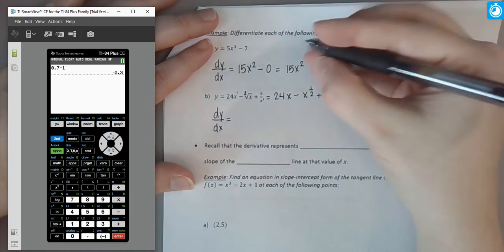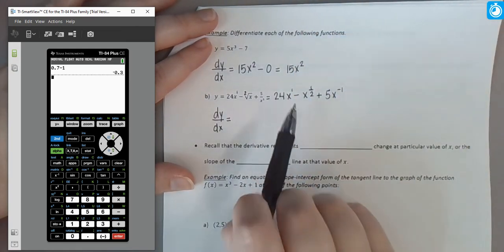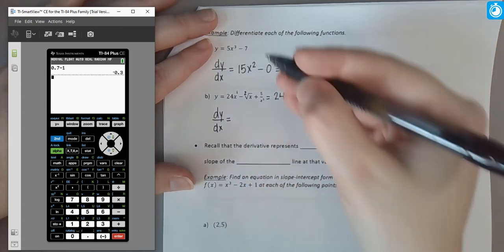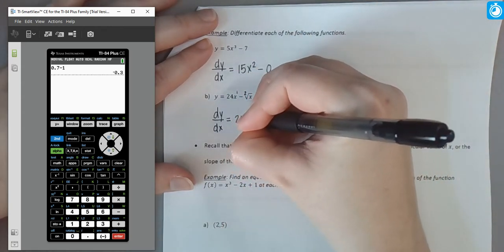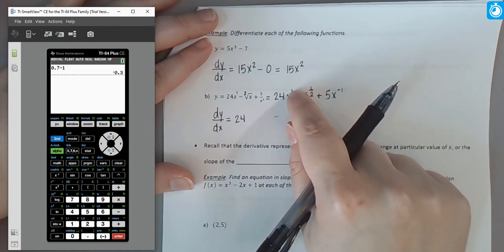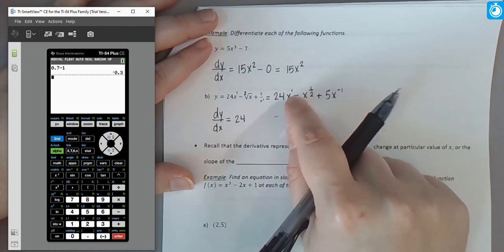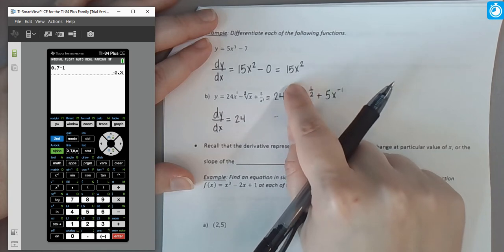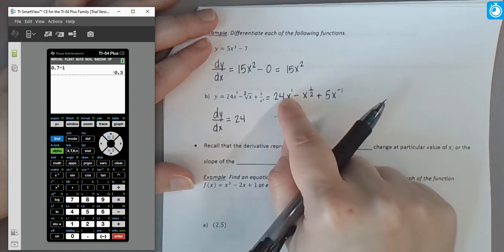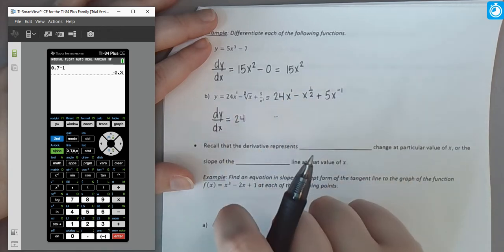So 24x, remember there's an exponent of 1, so we bring down the exponent, that becomes a factor. 1 times 24 is going to be 24. And then we decrease the exponent on x, so 1 minus 1 will be 0. Well, anything to the 0 power is just 1, which means the x is going to go away. So the derivative of 24x is just going to be 24.